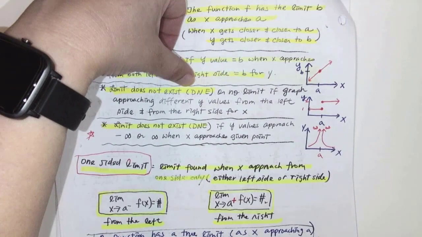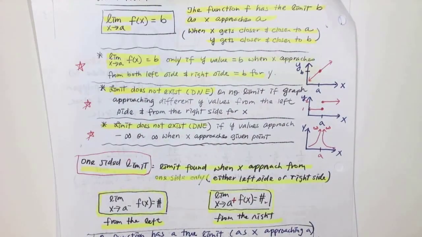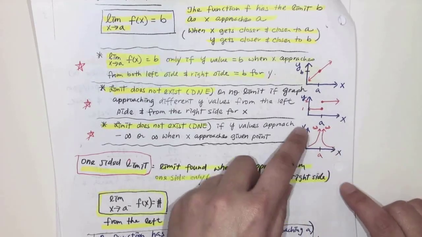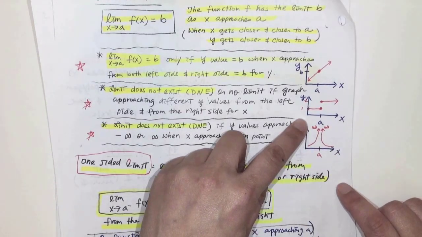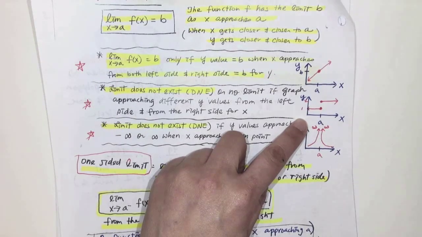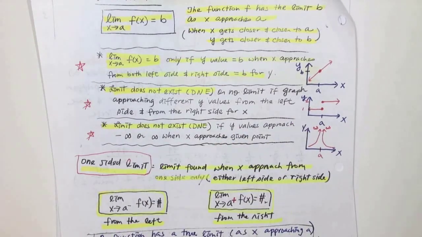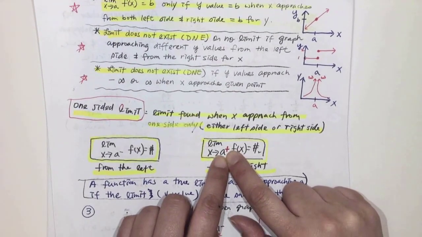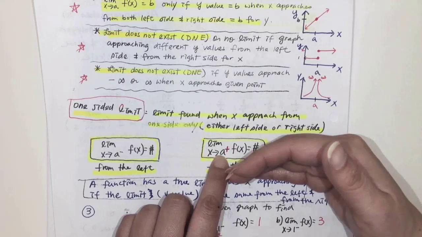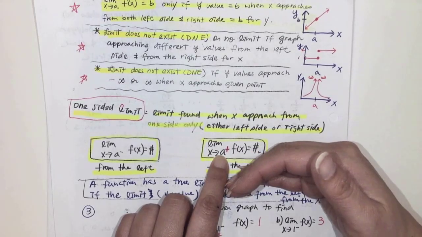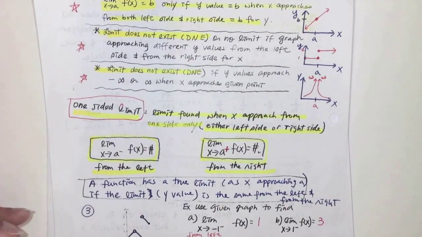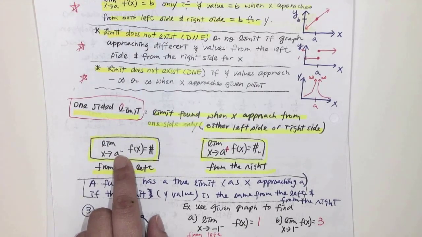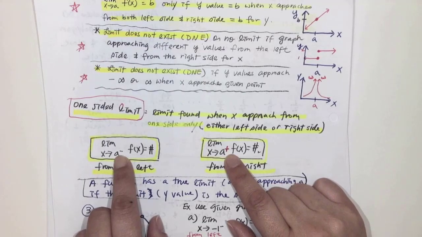We use d and e as the notations. We also talk about if, as x approaches a from left and right, they are approaching either negative infinity or positive infinity, then your limit does not exist, okay? And also the notation: if you see a plus sign next to the x value, that means coming from the positive side, so it's coming from the right-hand side. If you see a negative sign, it means coming from the negative side of x, so it's from the left. So negative is left, positive is from the right.